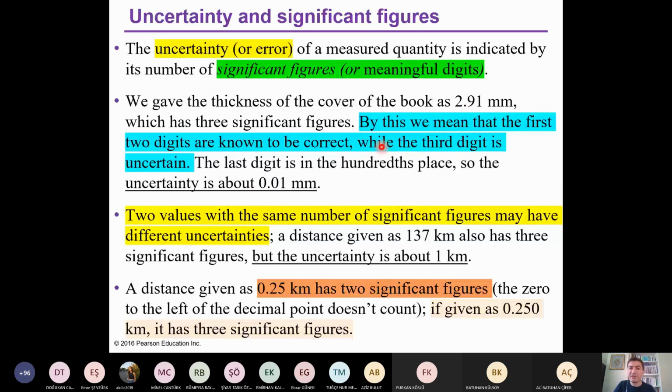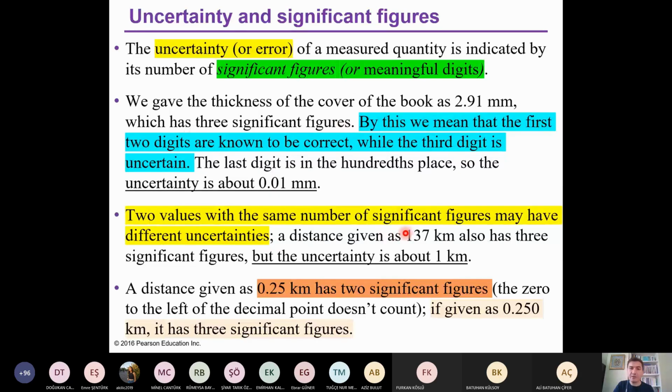So the last digit is in the hundredths place, so the uncertainty is about 0.01 millimeter. By hand, it is not so easy to accurately measure this last digit. Now, another important point: two values with the same number of significant figures may have different uncertainties. So here we have 1, 2, 3 digits, so 3 significant figures.